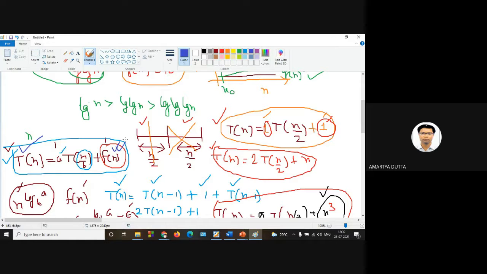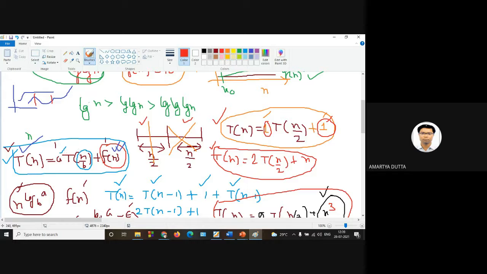Your f(n) should be a monotonically increasing or decreasing function. This is a monotonic function, monotonically increasing. This one is not monotonically increasing, because at this particular point the function is decreasing. Monotonically increasing means it will never decrease. Monotonically decreasing means it will never increase. So your f(n) must be a monotonic function.